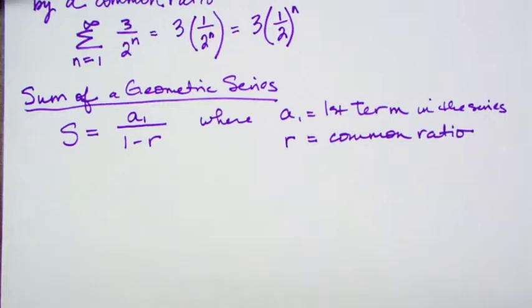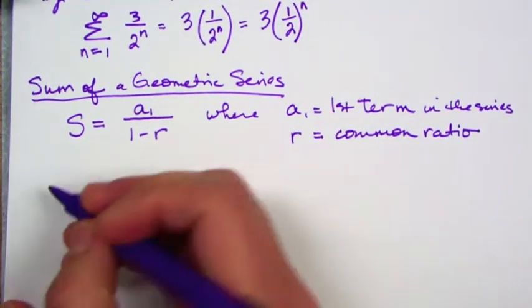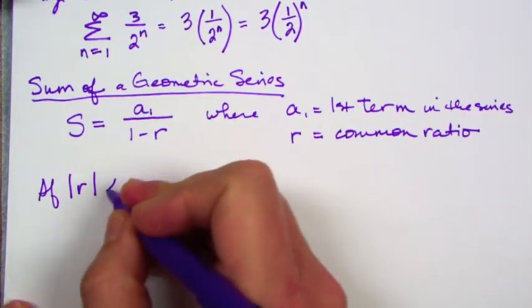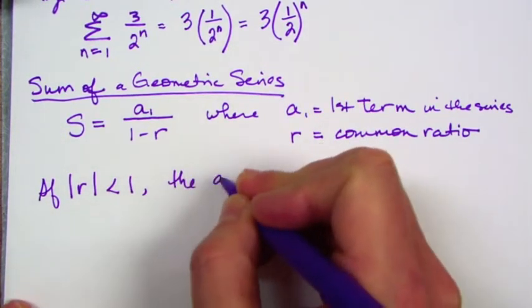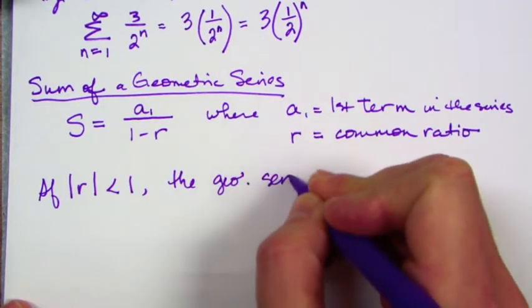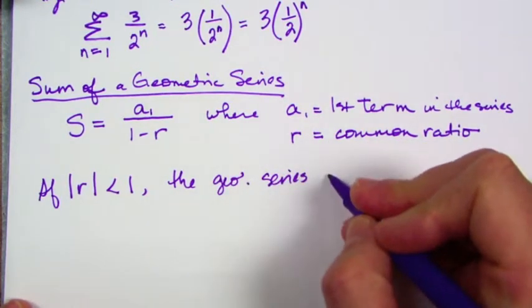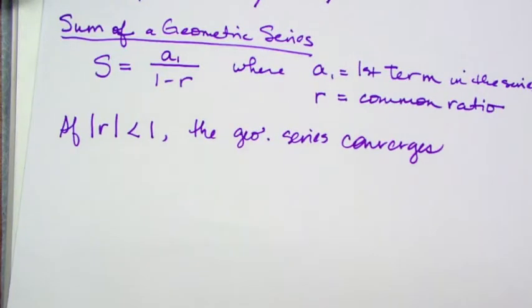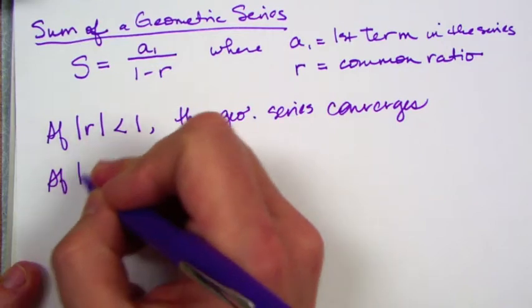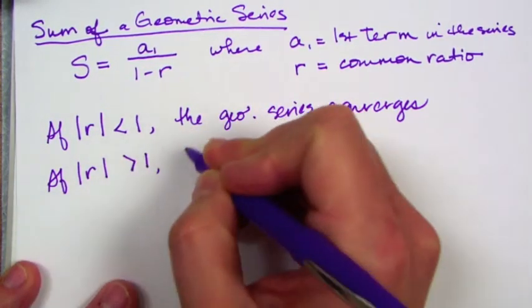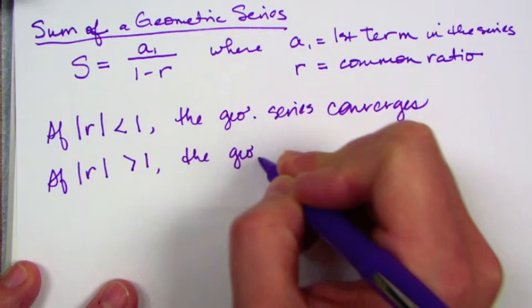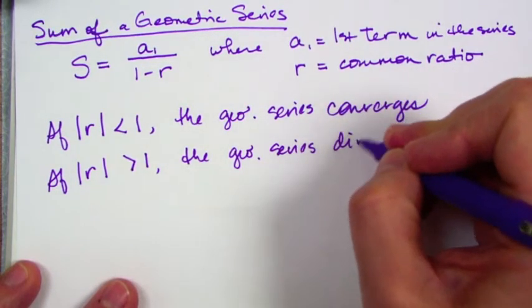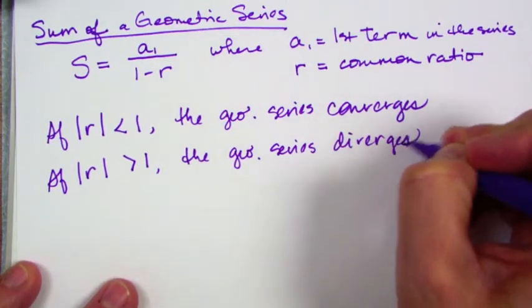So, and it is absolute value because these values can be negative. So if the absolute value of r is less than 1, the geometric series does what again? Converges. And if the absolute value of r is greater than 1, the geometric series diverges.